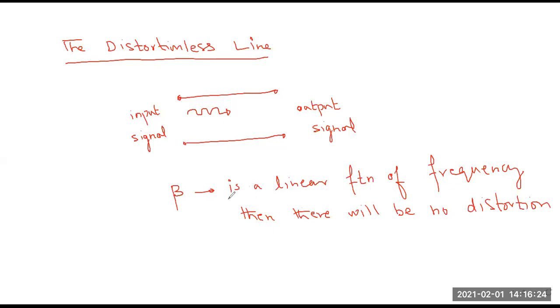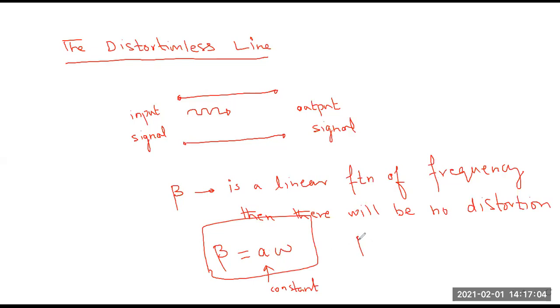Now, what is the mathematical representation of this statement? When I'm saying that beta is a linear function of frequency, what I'm actually saying is that beta has to be equal to some constant. Let me use some other symbol because we are already using k as the symbol for the phase constant. So let me use a times omega. What is this a? A is some constant. So when I say beta is a linear function of frequency, this is what I mean.